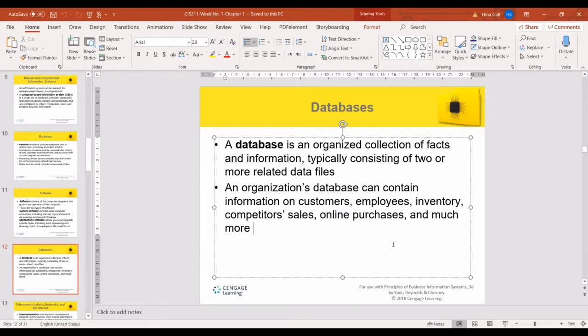Give me other examples other than the university. Hospital, the database in the hospital. Very good. The patient information, doctor information, medicine information, the appointments. So there are a lot of information systems, and by the way, these are all information systems.